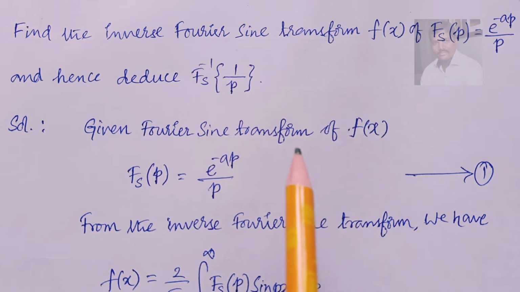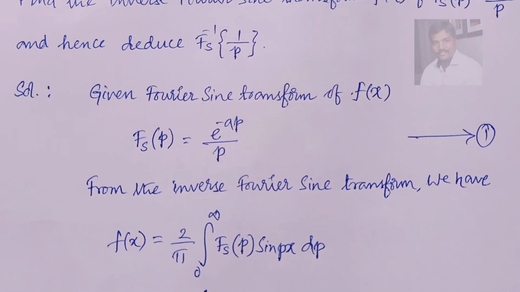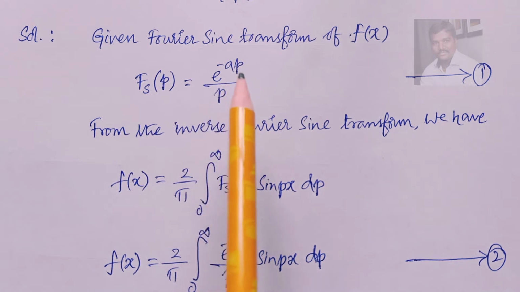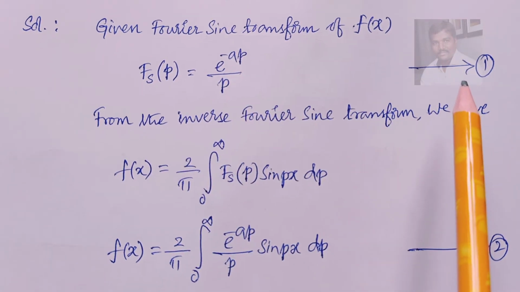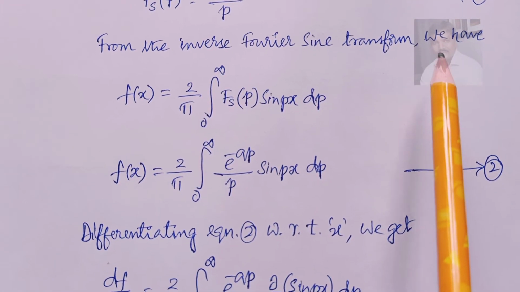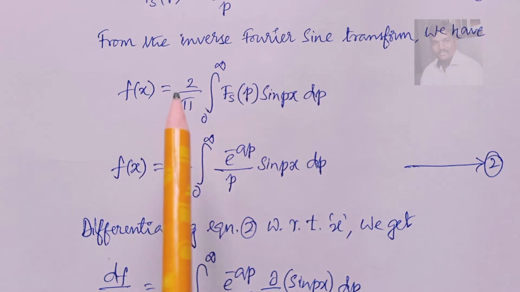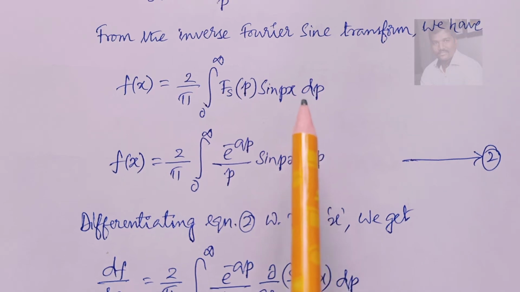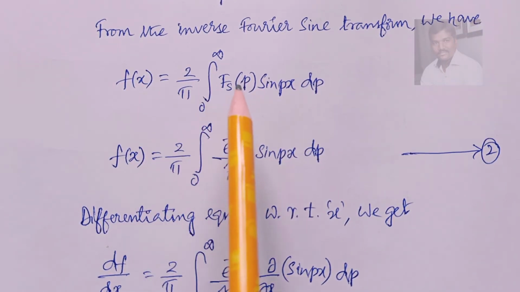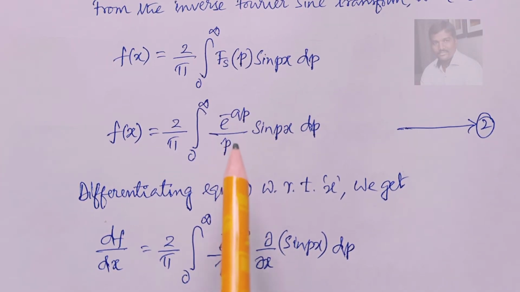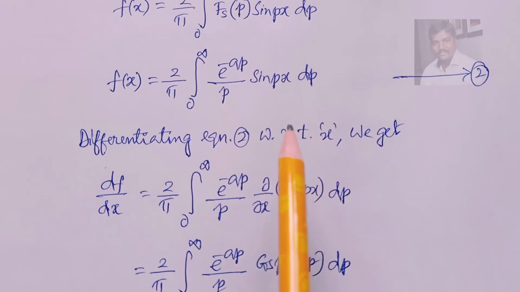So we have to use the inverse Fourier sine transform formula in this problem. Given the Fourier sine transform of f of x is Fs of p equal to e power minus ap by p. Now from the inverse Fourier sine transform, this is the formula we already know: f of x is equal to 2 by pi integral 0 to infinity Fs of p into sine px dp. Here Fs of p is e power minus ap by p.